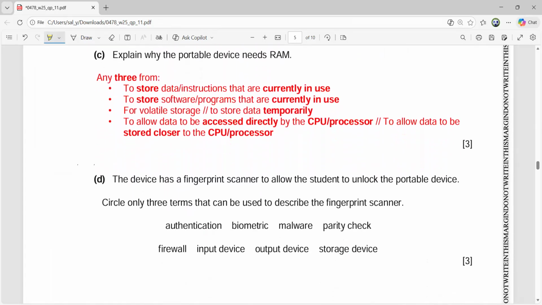Now, part D. The device has a fingerprint scanner to allow the student to unlock the portable device. Circle only 3 terms that can be used to describe the fingerprint scanner. So what are the terms? Authentication, biometric, malware, parity check, firewall, input device, output device, and storage device. So you need to figure out any 3.